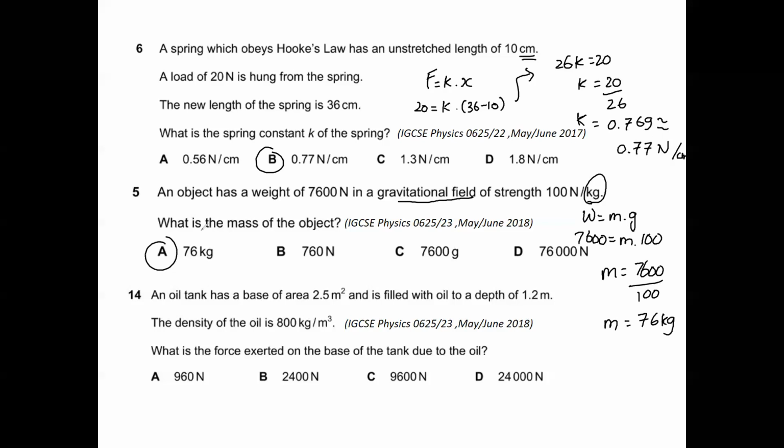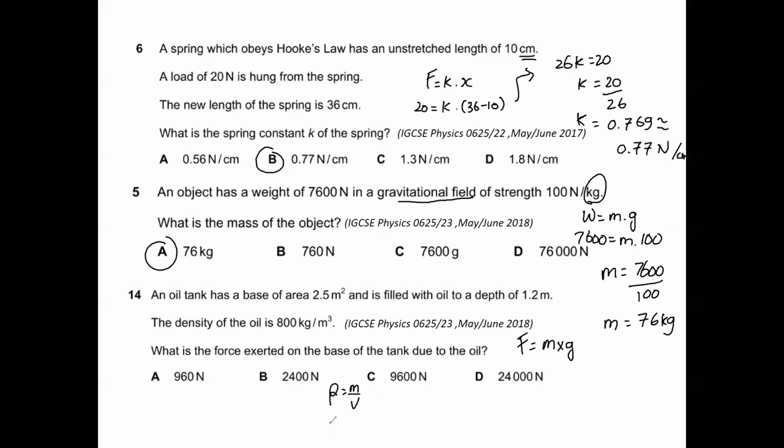And then next one. An oil tank has a base area 2.5 meters square, and the depth is 1.2. And the density of the oil is 800 kg over meter cube. And what is the force exerted on the base of the tank due to oil? So for this one, force is the same as the weight, so mass times gravity. So gravity we already know is 10, but we don't know the mass yet. So we can find it from the density.